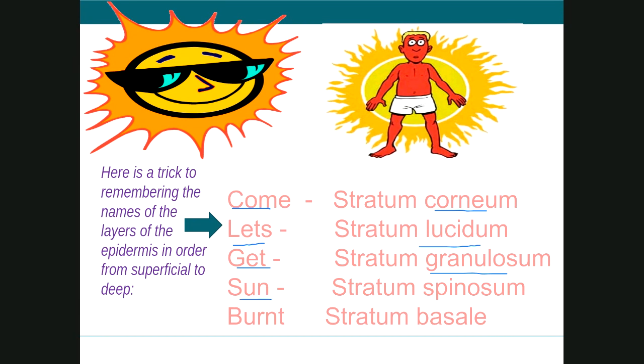Stratum spinosum, again, is about 8 to 10 rows. They've got keratinocytes, melanocytes in the area, and they have the Langerhans cells. And then stratum basale. The stratum basale is the deepest layer, has continuous cell division, and it has the keratinocytes, the melanocytes, and the tactile epithelium located in this area.